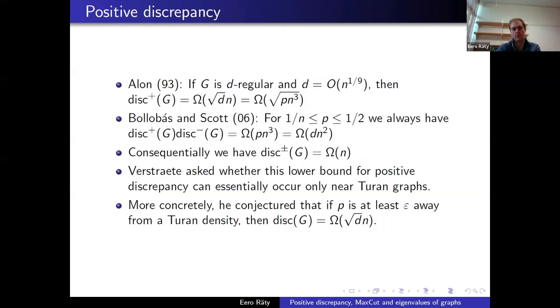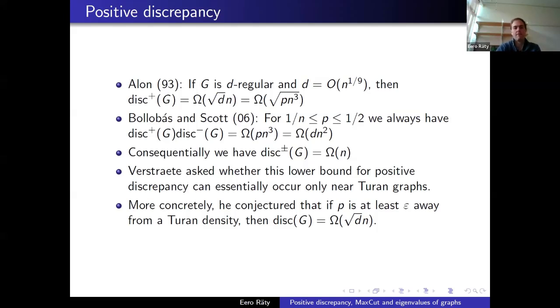One could also prove this with some elementary arguments. And it's also easy to see that they can be linear in n. For positive discrepancy, Turán graphs give a linear positive discrepancy, and disjoint unions of cliques, so their complements, give a linear negative discrepancy.